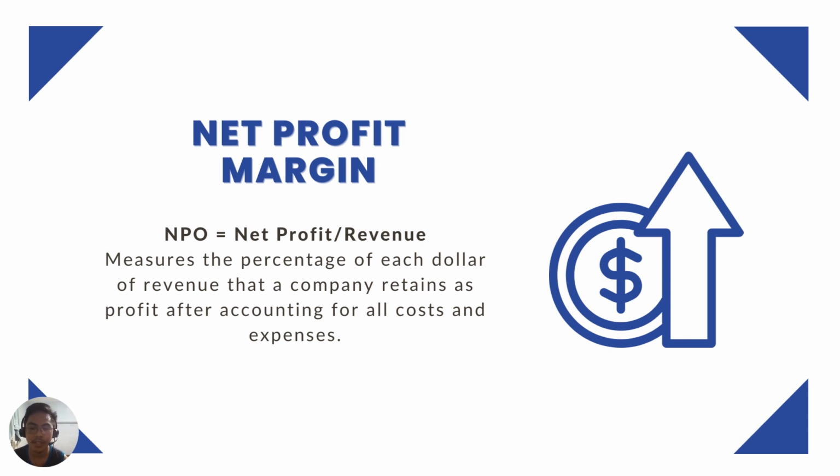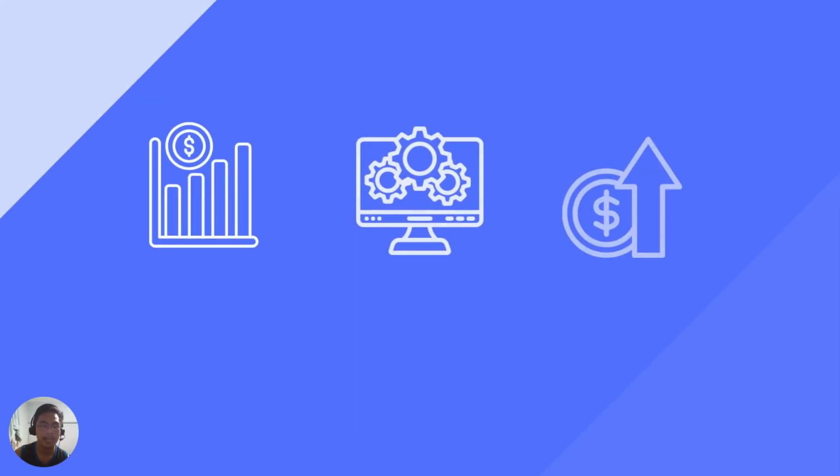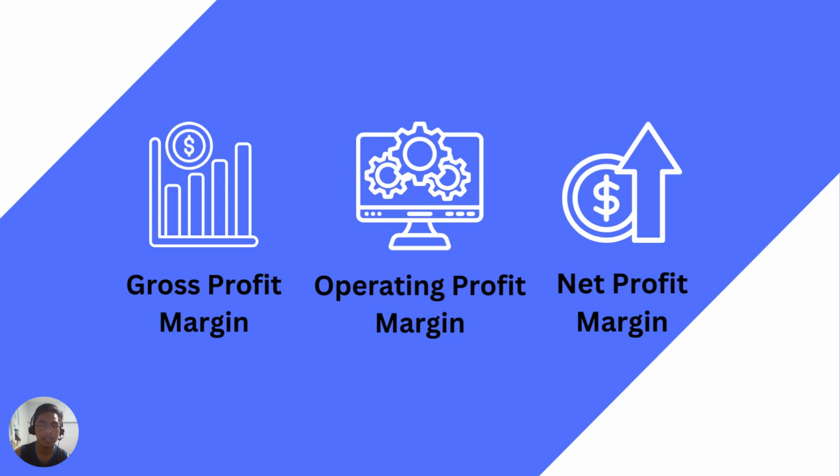To interpret NPM, a high NPM may indicate that the company is efficient at controlling its costs and expenses and is able to generate a lot of profit from its revenue, while a low NPM may indicate that the company is struggling to control its costs and expenses or is unable to generate a lot of profit from its revenue. So again, that is GPM, gross profit margin, OPM, operating profit margin, and net profit margin or NPM.